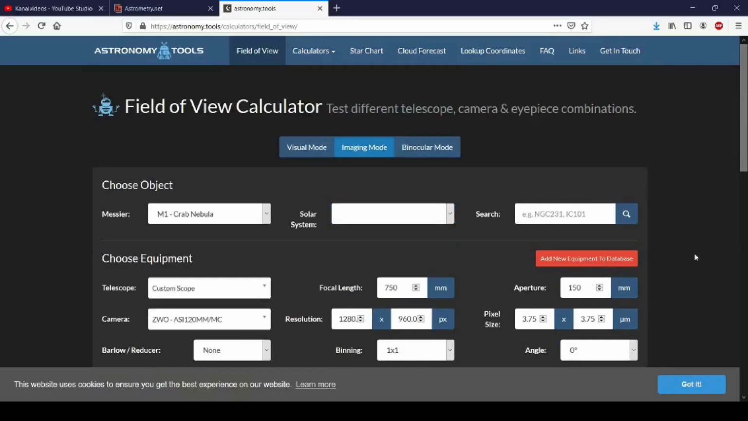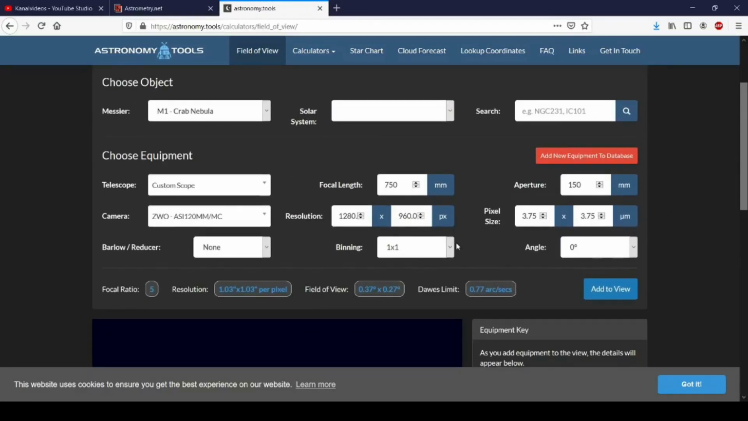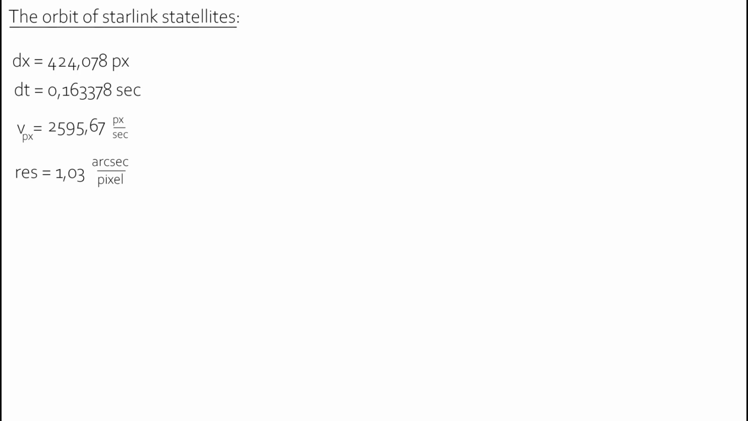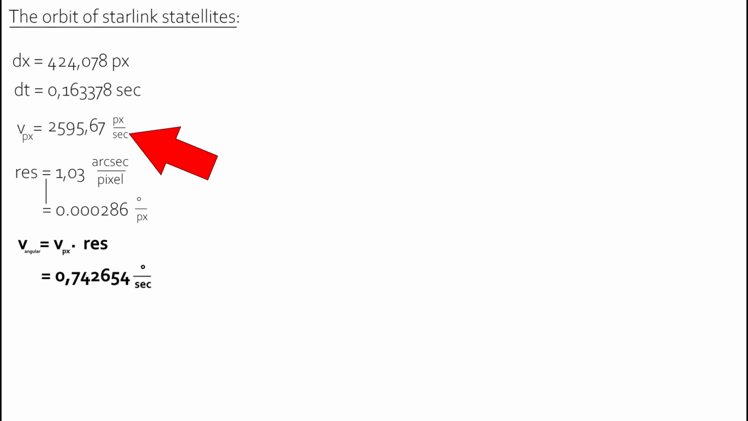Or other way around, if you know your optical system, then you can use any field of view calculator online and enter your specifications. For my scope and my camera I will get 1.03 arc seconds per pixel. Dividing it by 60 times 60 will get me around 0.000286 degree per pixel. So, 2595.68 pixel per second times 0.000286 degree per pixel gives us 0.742654 degree per second. And this is the angular speed of the satellite from my perspective.